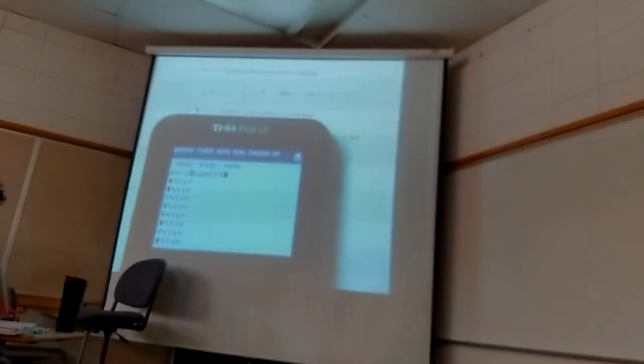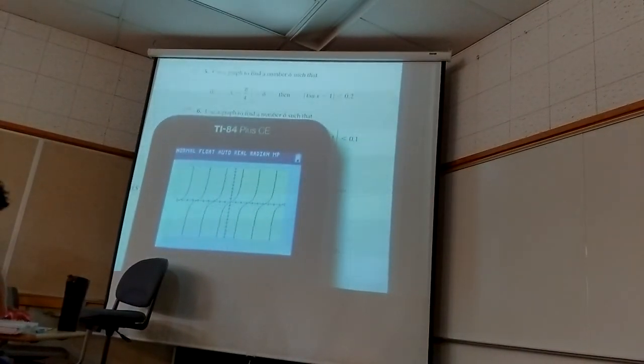We know how to make a graph of tangent. You just tell it, make tangent. Cool. Just to make sure everybody has the same graph, if you're playing along with me, hit zoom 6. That's the zoom standard. Makes a standard window. Okay, I like it.